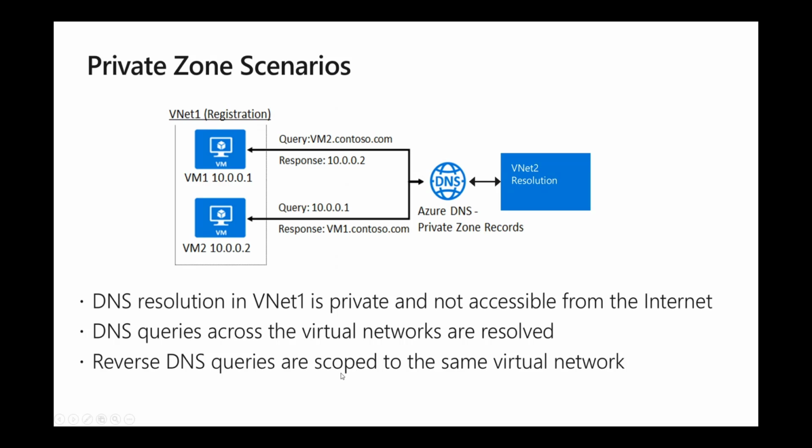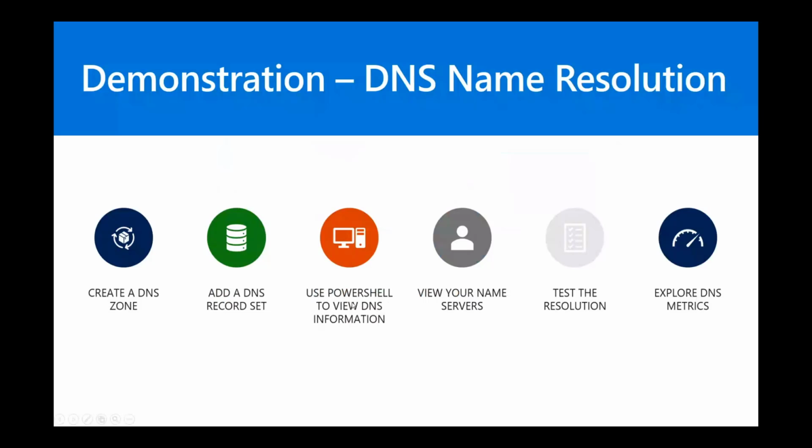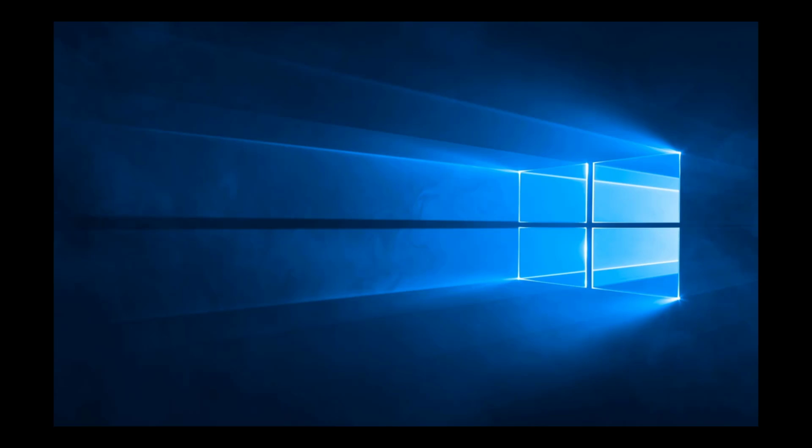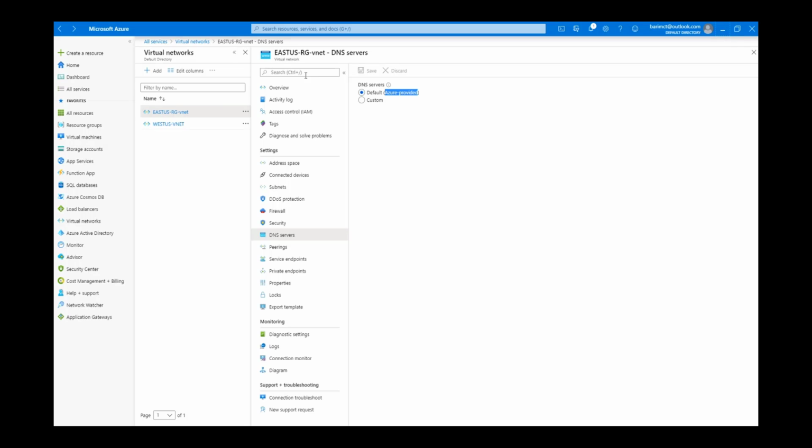Reverse DNS queries are scoped to the same virtual network. The reverse lookup zone only works within the same VNet. It doesn't work across different VNets. So these are the things that you can configure. We will be configuring both types of zones, and then we will set up a VM and register the record into the DNS. So let's go to the console.